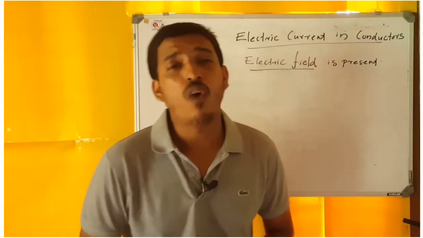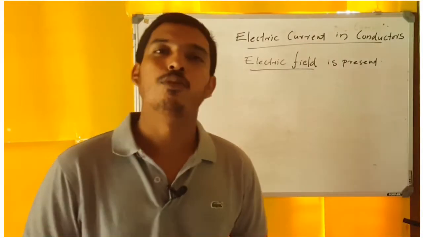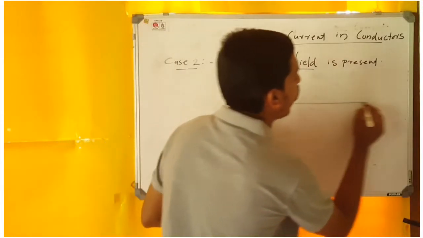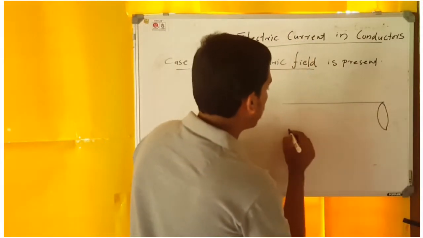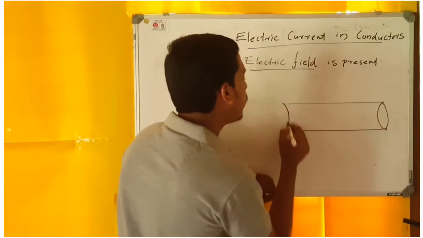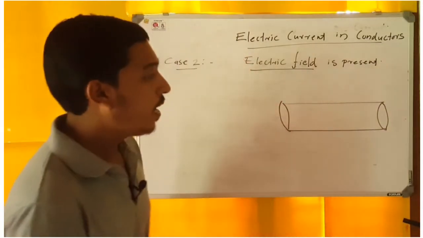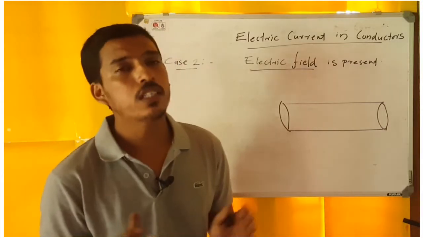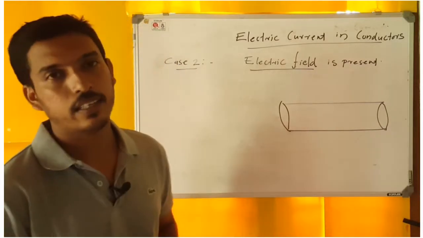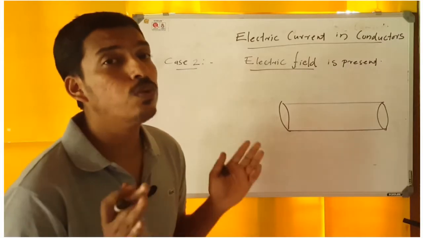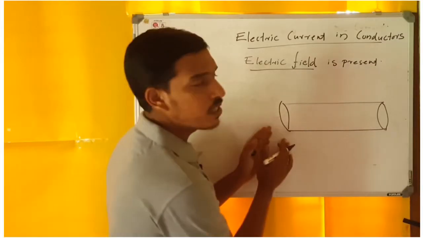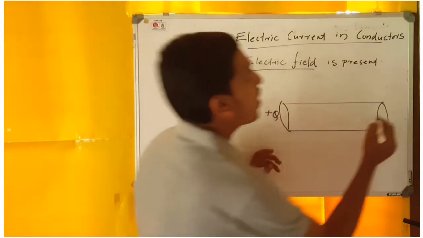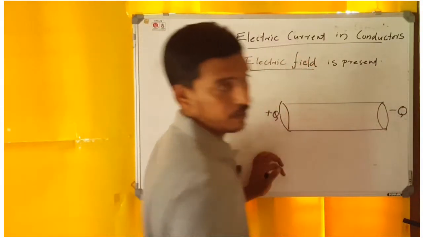Now let's see what happens when an electric field is applied to a conductor. For this, just consider a cylindrical conductor of radius r. Now take two cylindrical dielectrics of the same radius, one positively charged and the other negatively charged, and place these two at the ends of this cylindrical conductor. Here I am placing the positively charged dielectric at this end and the negatively charged dielectric at this end.